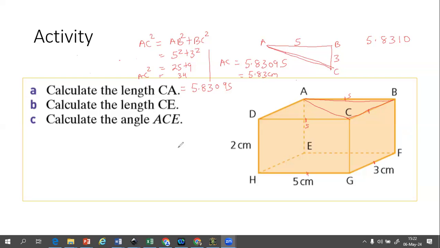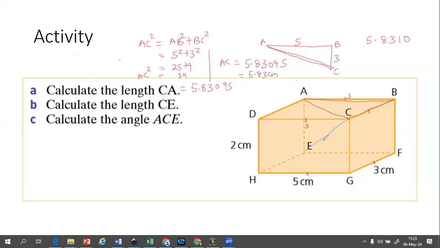C to E is now the problem. Now to get C to E, here you need to be very, very careful how you obtain it. I look at C to E. Let me use blue. I join C to E. C to E is here.